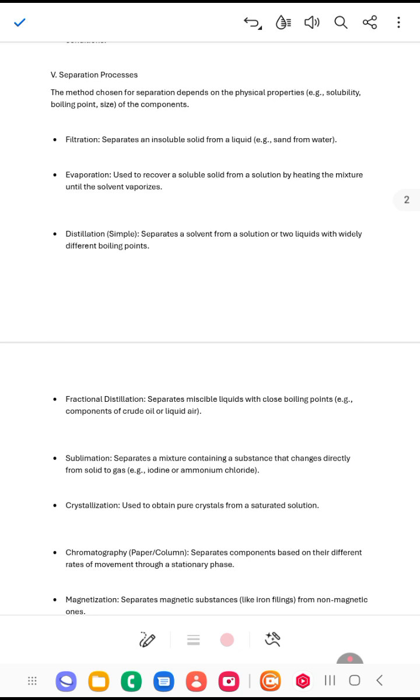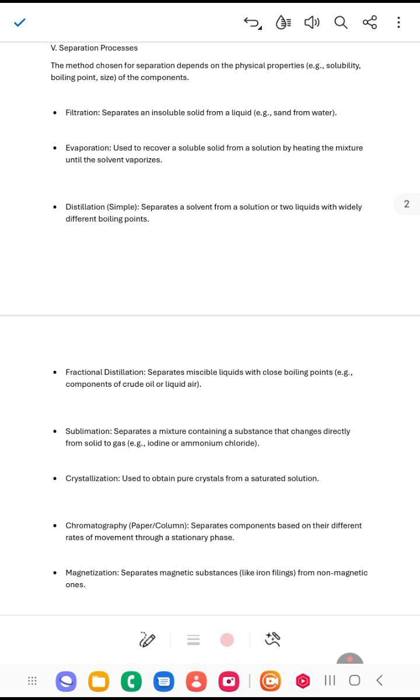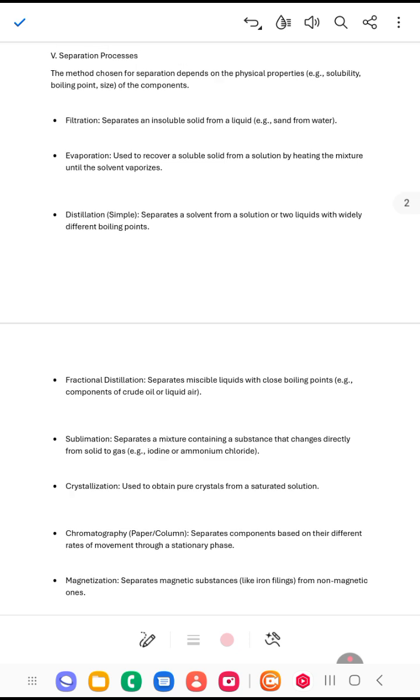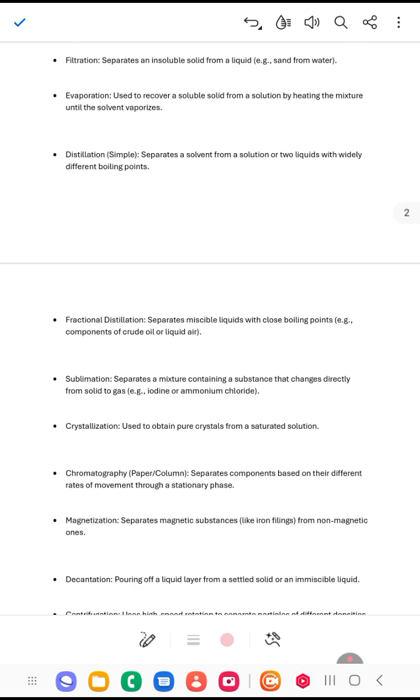We have distillation too. Distillation is used to separate a solvent from a liquid, or two liquids that have widely different boiling points, like water and ethanol. The boiling point of ethanol is 78 degrees Celsius, while the boiling point of water is 100 degrees Celsius. So we can use distillation to separate water and ethanol. Fractional distillation is similar to distillation, but it is used to separate miscible liquids with very close boiling points.